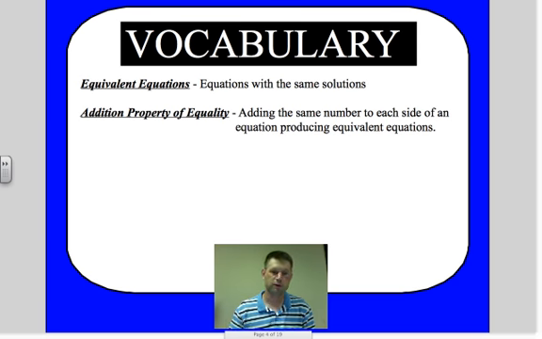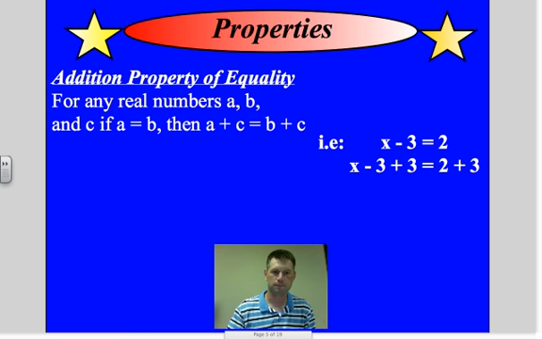Okay, the first vocab we have for today is equivalent equations. Equivalent equations is just saying that the equations have the same solutions. So that way they would be equivalent. The other one is the addition property of equality: adding the same number to each side of the equation, producing equivalent equations. Okay, we'll get more into that.